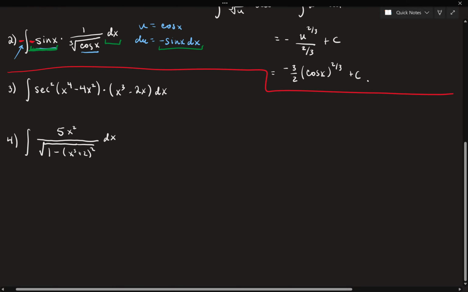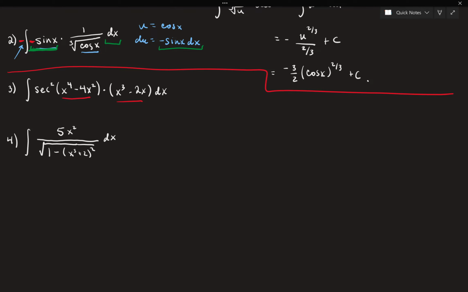Looks really disgusting, but let's just take a look at it. I notice that these polynomials are what I want to work with. One of those is going to be my u, but which one? Well, it's going to be the one that's inside of the secant squared, because it can't be here. If this were the derivative, I can't take this out. That's not multiplication.